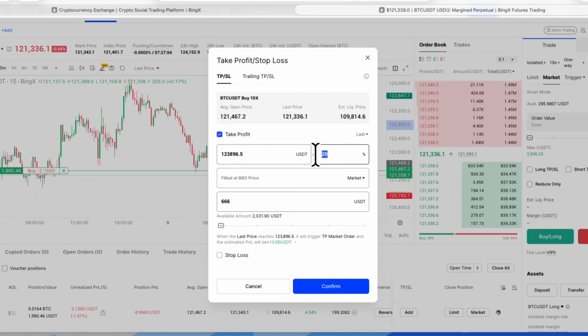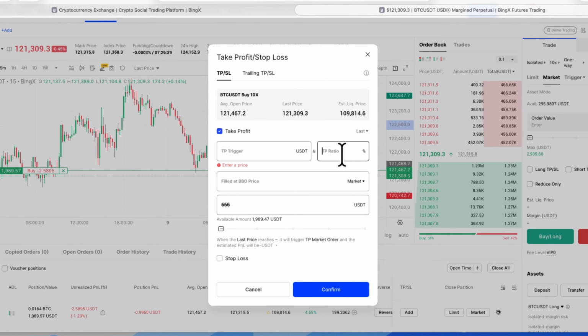Now, if you don't have the percentage, maybe you're in a signal group and you're not given the percentage, maybe they just give you the price for your take profit. Like they say, okay, take profit 1, this price, take profit 2, this price, and so on. Just come here to this TP trigger and enter the price directly. So let's say, for example, maybe the price is about $122,000. Just put in $122,000 or whatever take profit price they give you. But if you are given maybe take profit 1, 10%, take profit 2, 20%, then you come here and enter the percentage. So I hope you get it. You can either enter the percentage or you enter the price.